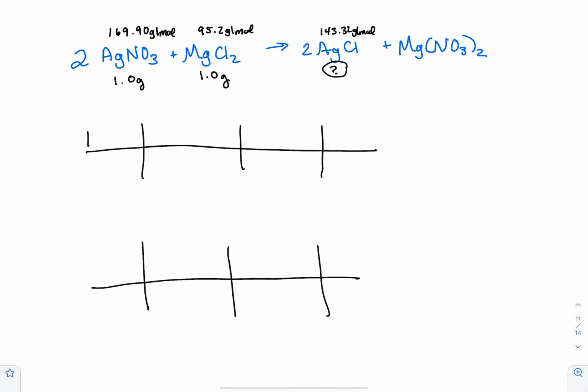And I'm going to go ahead and put 1.0 grams of AgNO3 and 1.0 grams of MgCl2. And I know that I'm trying to end up with the grams of AgCl. All right, so always head towards moles. Don't think, put your unit downwards. So grams of AgNO3 into moles.